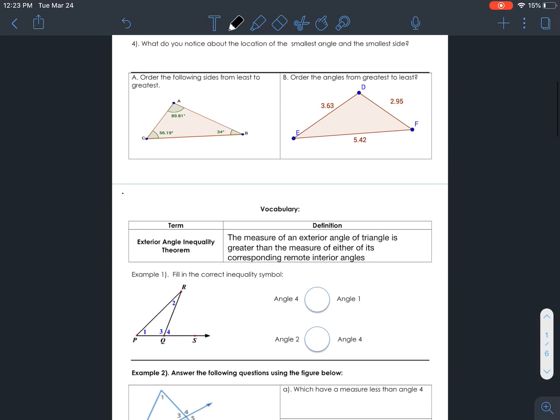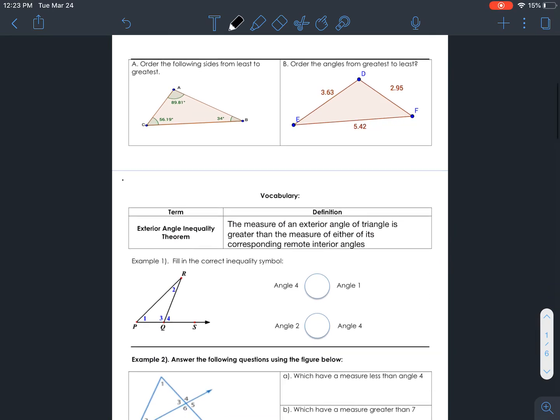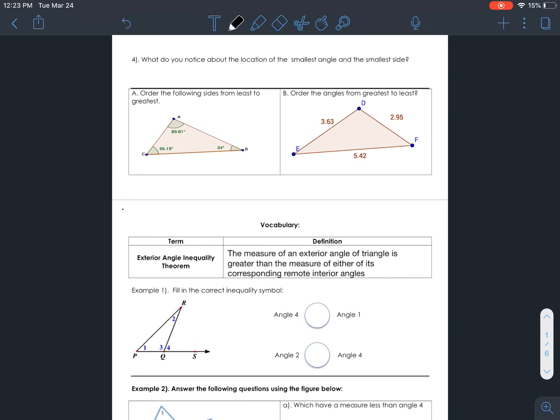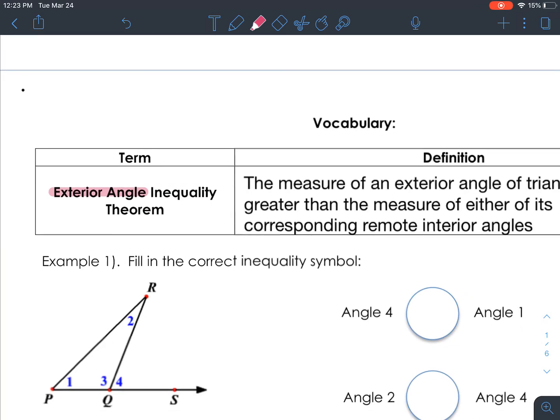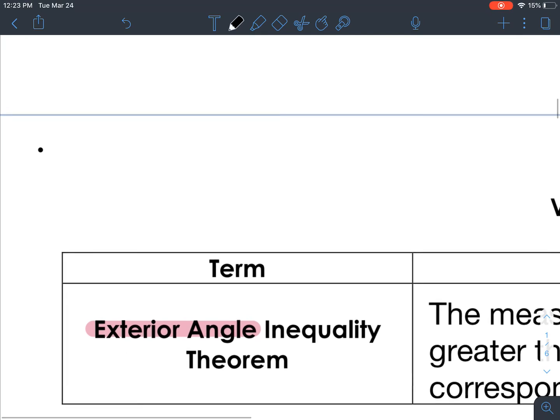We're actually going to start with this exterior angle inequality theorem, so we're skipping the entire first page. For the exterior angle inequality theorem, we can use some background knowledge because we've talked about exterior angles before. What I want to do is quickly recap what that is.